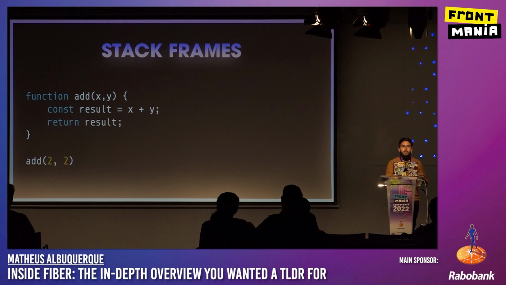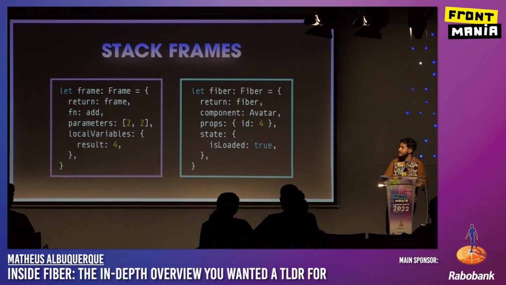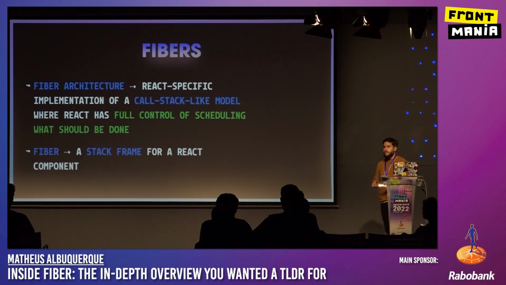And if we were to model the stack frame in JavaScript for that, we would have something like this. We have the return, we have the function itself, we have parameters, and we have local variables. And if we try to do a similar exercise, but with a React component, we would get to a similar result that we call a fiber. We would have a return, but instead of the function, we would have the component. Instead of parameters, we have props. And instead of the local variables, we have the local state of our component. So that's the definition we'll state for now: a fiber itself is this stack frame for a given React component.